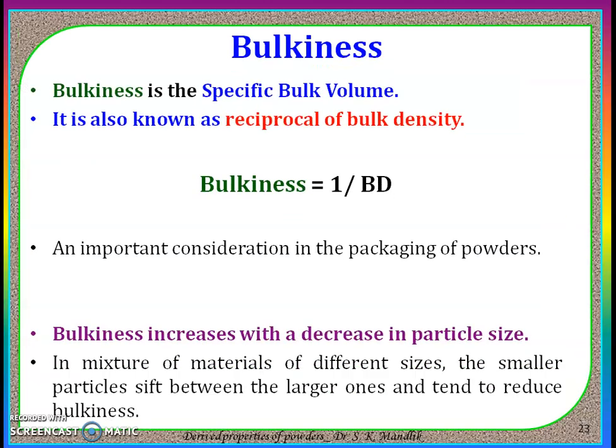Next derived property is bulkiness. Bulkiness is a specific bulk volume. It is also known as the reciprocal of bulk density. It is an important consideration of powder packing arrangement. Bulkiness increases with decreasing particle size. In a mixture of materials of different sizes, the smaller particles can sit between the larger ones and tend to reduce bulkiness.